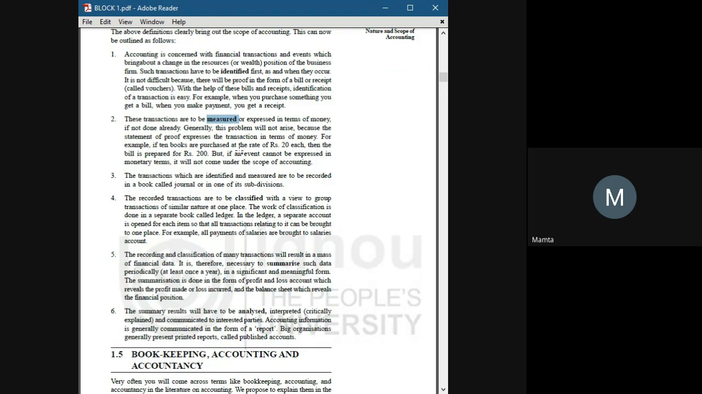So the first step is to identify that transaction, then we will be measuring that transaction, like measuring the amount of that transaction. If you purchase 10 books of 20 each, then you have to measure it.